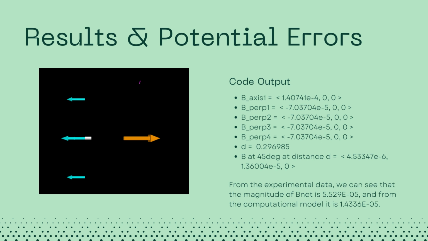The average B net from the experimental data is 5.529 E negative 5. After calculating the magnitude of B net from the vector given in the code, we can conclude that the magnitude is 1.4336 E negative 5. As you can see, these values are very similar and probably vary due to human error in measurement.